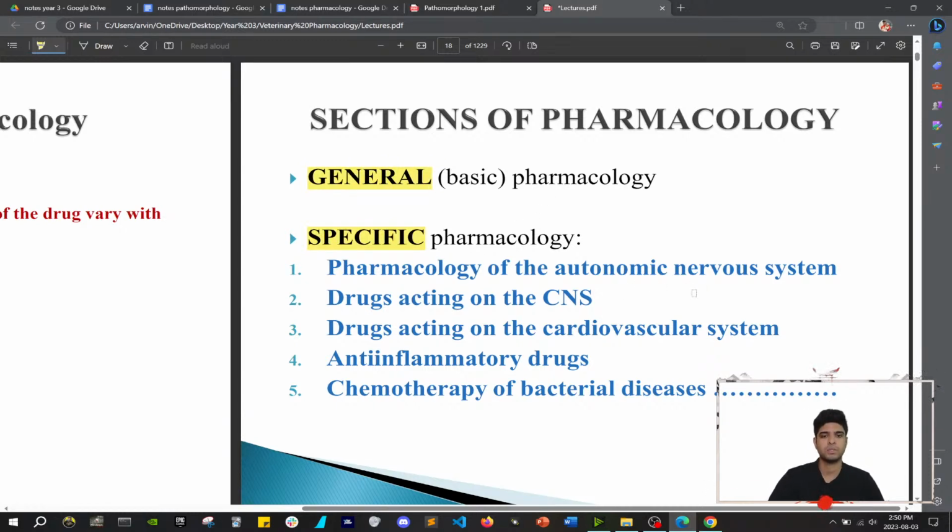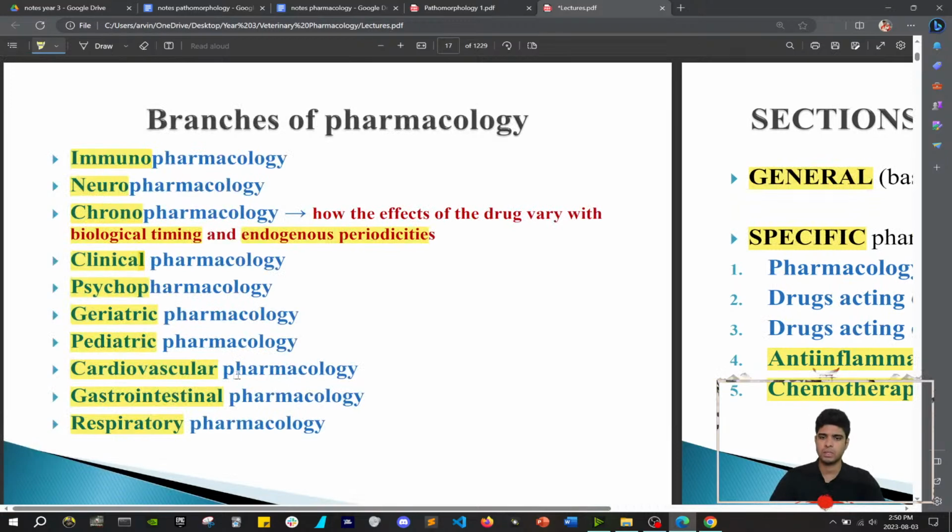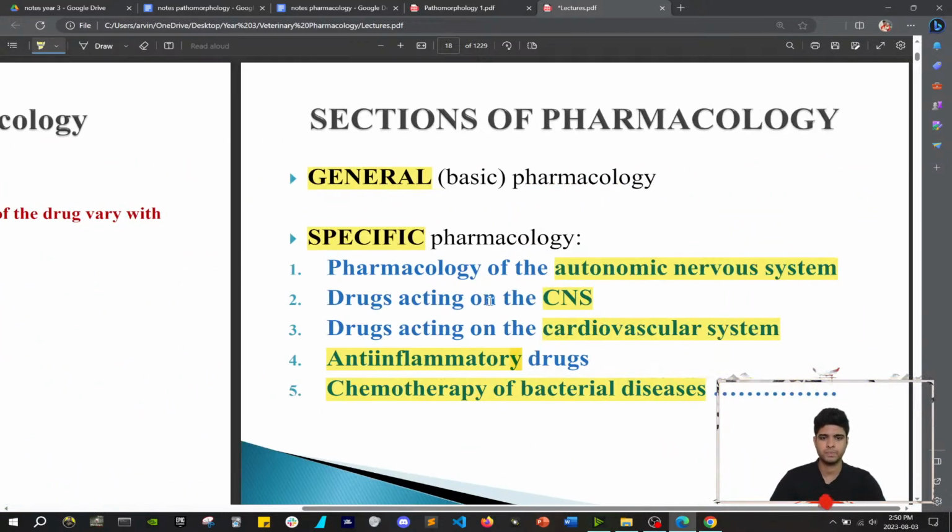Pharmacology of the autonomic nervous system, drugs acting on the central nervous system, cardiovascular system, anti-inflammatory drugs, chemotherapy of bacterial diseases. So these are the sections: autonomic drugs, drugs acting on the central nervous system, and cardiovascular pharmacology.